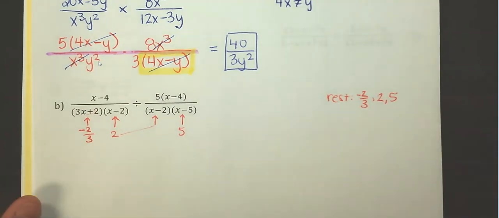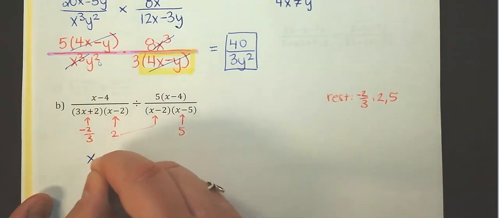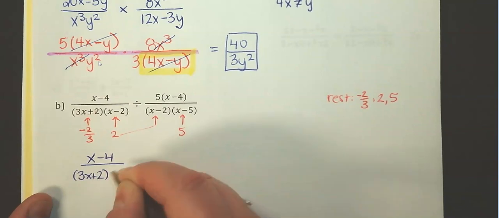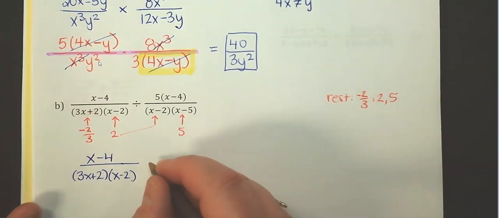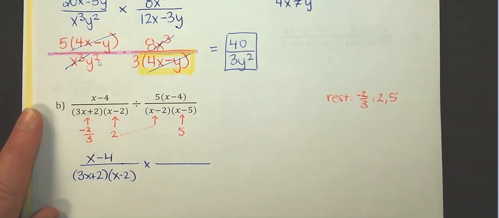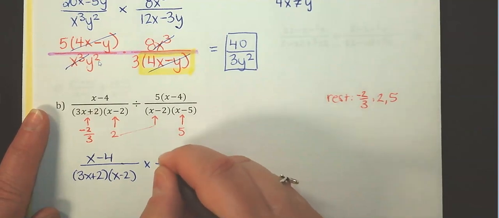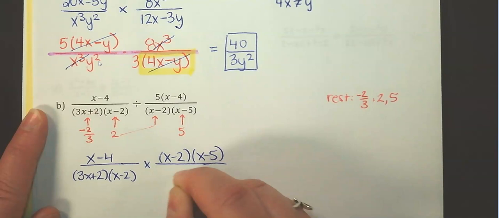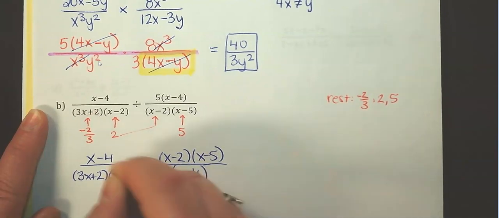Okay, now I'm going to do my keep, change, flip. So I'm going to keep my first fraction the same. Just don't FOIL it. We want to leave it in factored form because we're just multiplying here, so we want to see what would cancel out. I'm going to change that division to multiplication, and when I flip this over, what I'm doing is multiplying by the reciprocal, which is how I want to divide these fractions. And whoops, I have a 5, and then x minus 4.